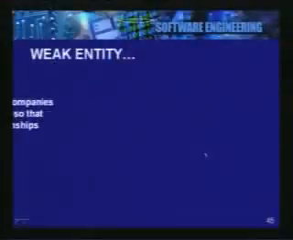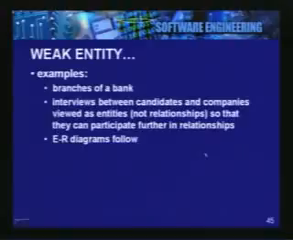Here are a few examples. The first one is about the branches of a bank. Now let's consider a bank like State Bank. State Bank is a strong entity because it has a name, State Bank, and no other bank can have the same name. So you may have State Bank, you may have Canara Bank. These are the names of the banks which distinguish one from the other. So bank is a strong entity.